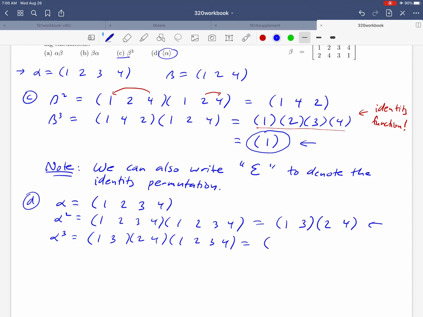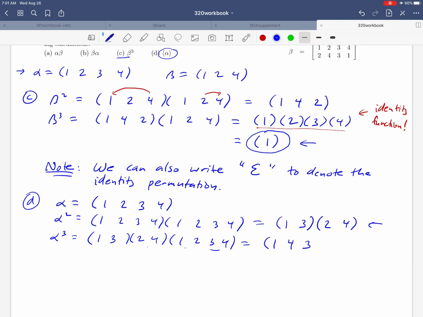So let's see, if we start with the number 1, 1 maps to 2, 2 maps to 4, and then 4 stays the same here. So we started with 1 and ended up at 4. Okay. And let's see, 4 maps to 1, stays the same here, and then 1 maps to 3. So we started at 4 and ended up at 3.